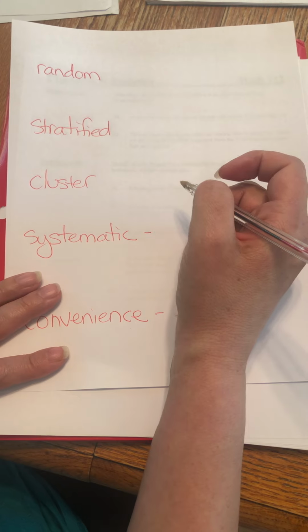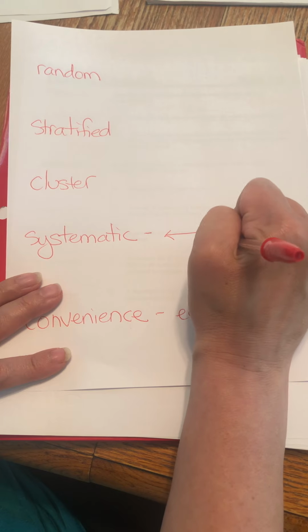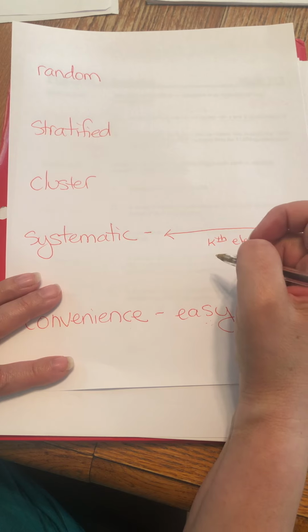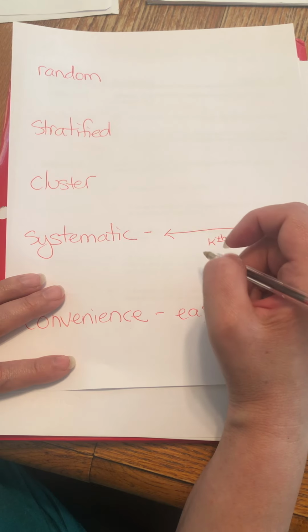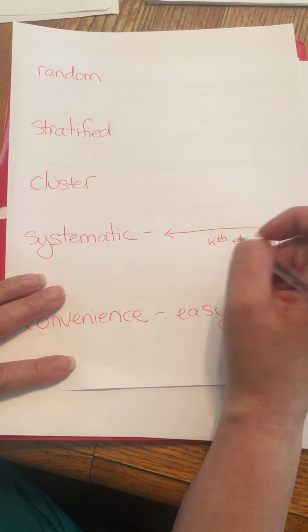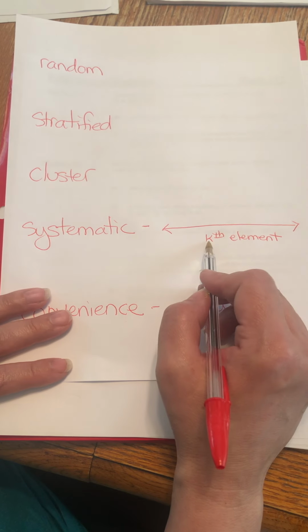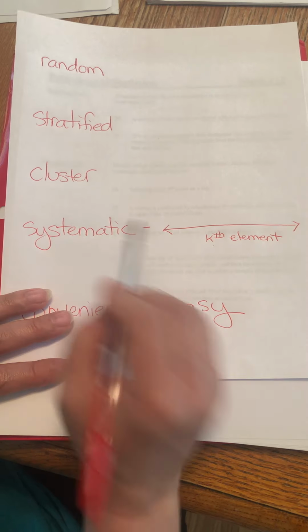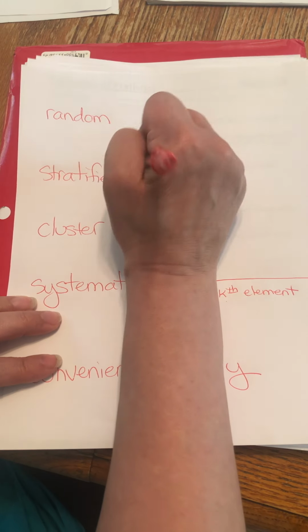Systematic, this is when you put everybody in a long line or all your products in a big long line and you're going to pick every kth element. So every third person step forward, every fifth person step forward. You're going to check things coming off an assembly line, but you can't check everything. So you're going to check every 100th item coming off the assembly line. This was the grocery store problem. Every 7th person walking into a grocery store. That is systematic.